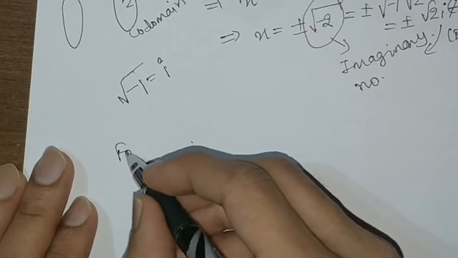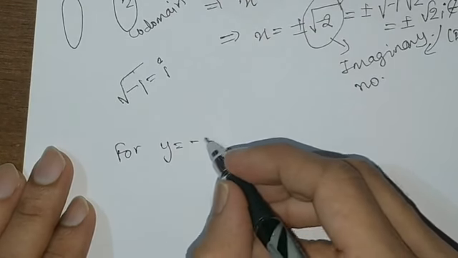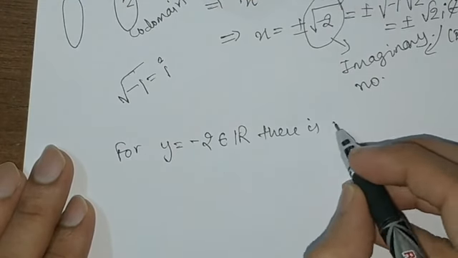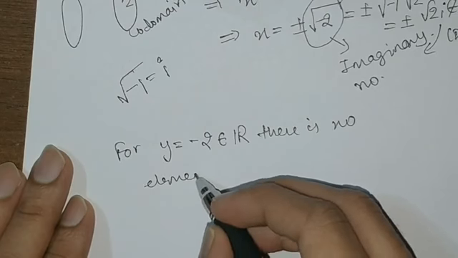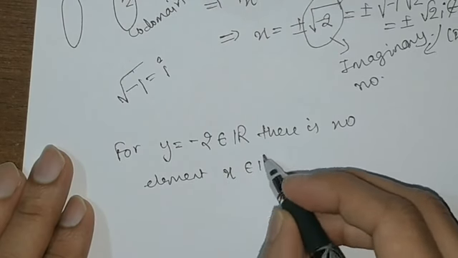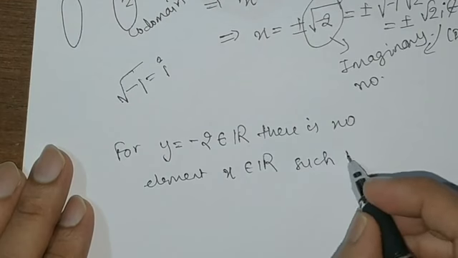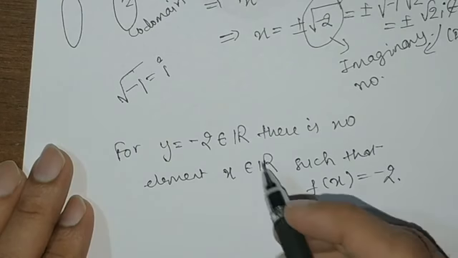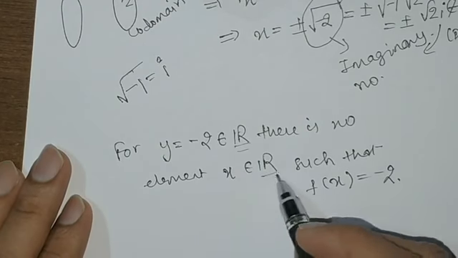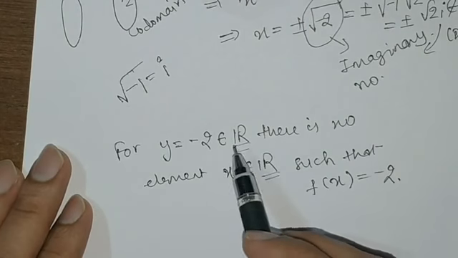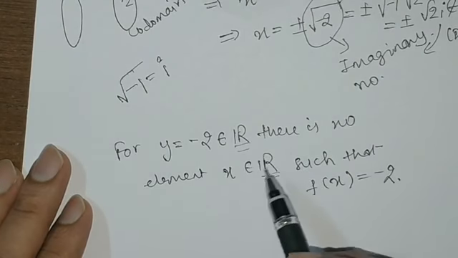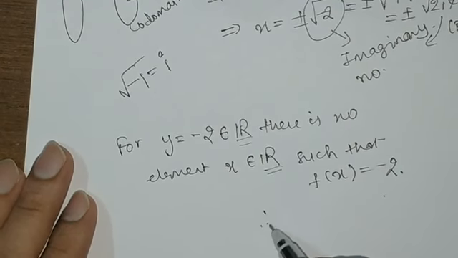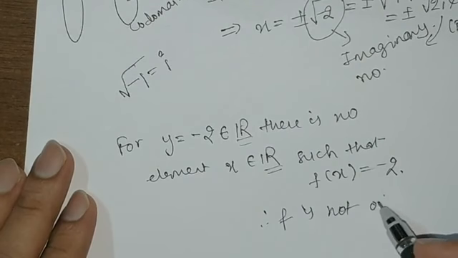So what you have to write? For y equal to minus 2 belonging to the real numbers, there is no element x belonging to the real numbers such that f(x) is equal to minus 2. This real number is the codomain, this is the domain, right? So for y equal to minus 2 belonging to the codomain, there is no element x in the domain such that f(x) is equal to minus 2. So therefore f is not onto.